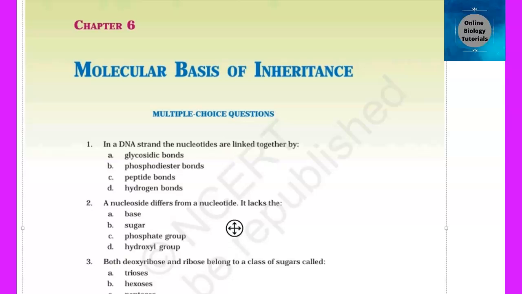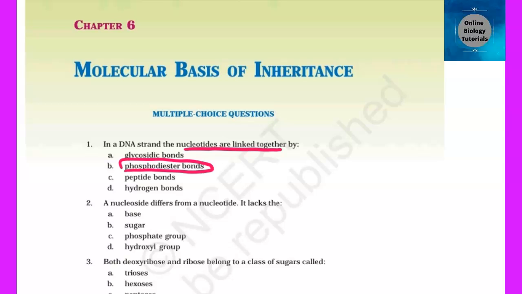In this video, we will talk about the exemplar questions from chapter number 6. So the first question says that in a DNA strand, the nucleotides are linked together by... So nucleotides are linked together because DNA is a polynucleotide structure, so they are held together by the phosphodiester bonds that are present between the deoxyribose sugar and the phosphate group, right?